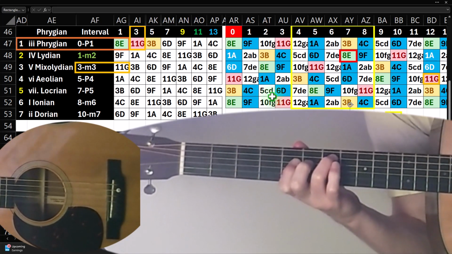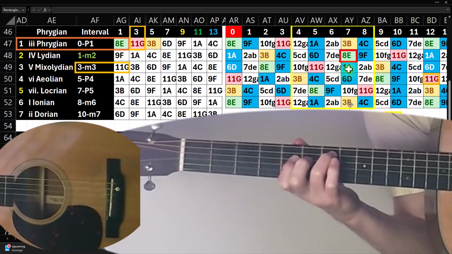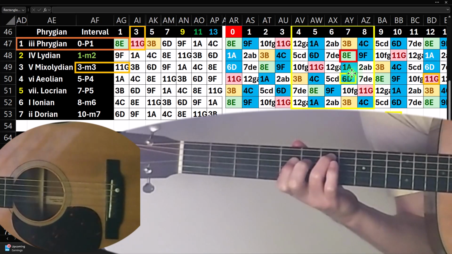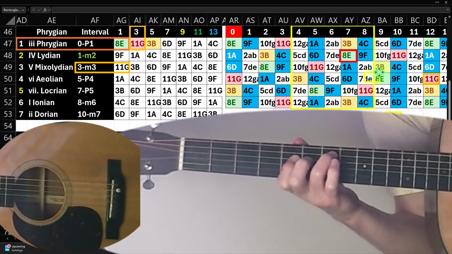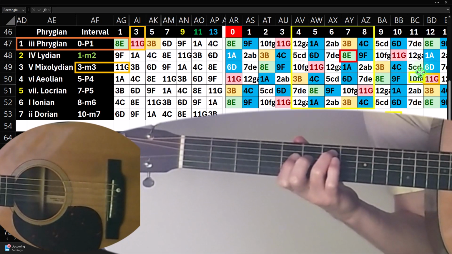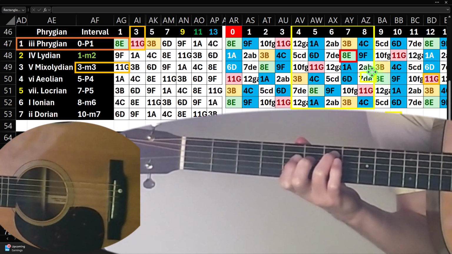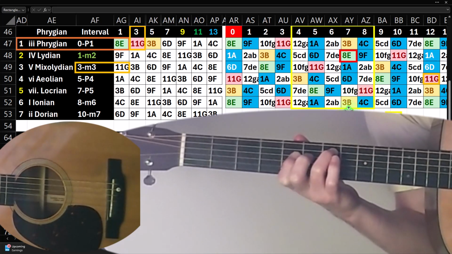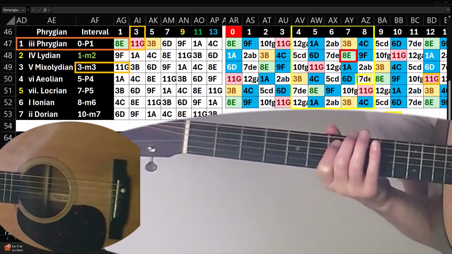Let's go to the next one down. If I go down 2 strings, it's going to be 5, 10, and then 10, 9, 8, 7, 6, 5. Wait a second. What happened here? I'm all thrown off. Let's try this again. All right, here we go.